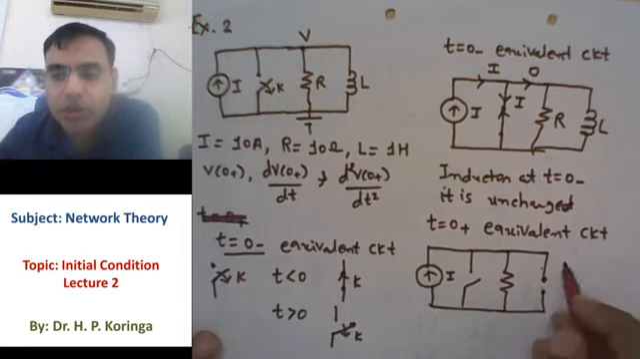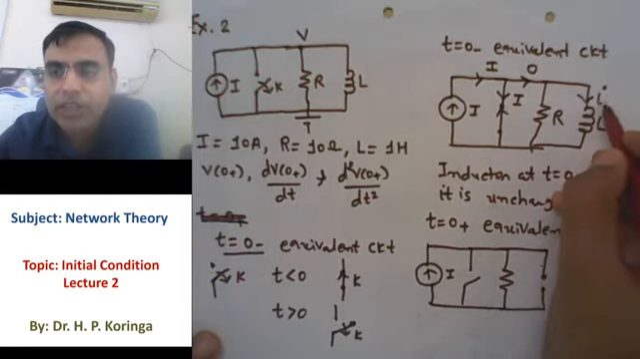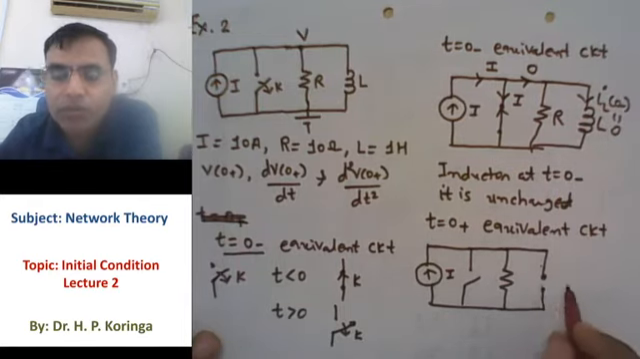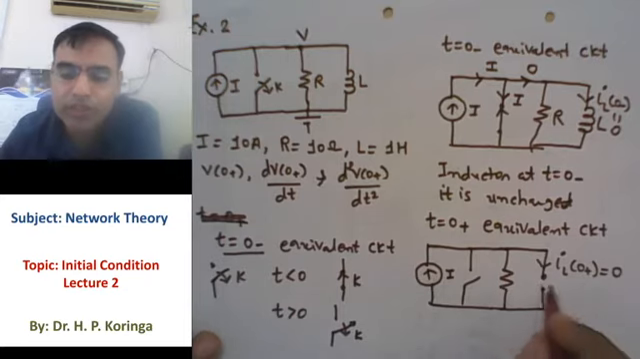Because there is no current at t equal to 0 minus time, the current passing through the inductor at t equal to 0 minus is 0. So at t equal to 0 plus, it also works as a 0 ampere current source. So it is a 0 ampere current source, which is an open circuit. So it works as an open circuit, right?